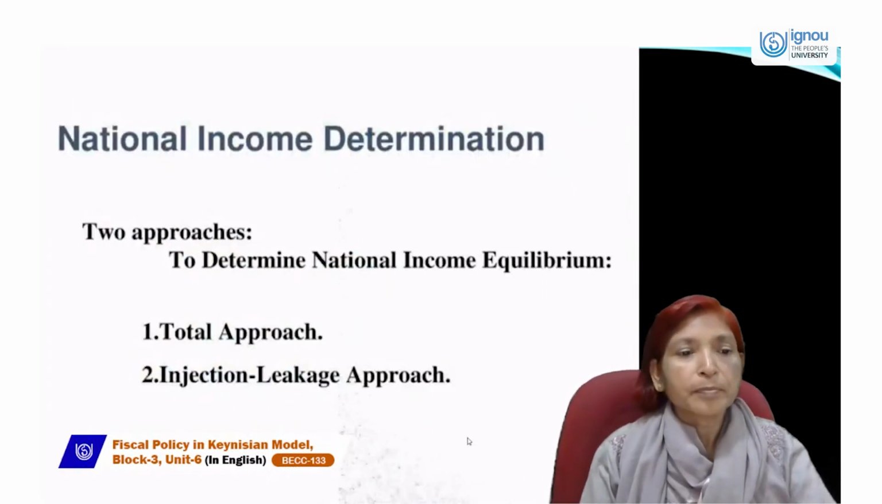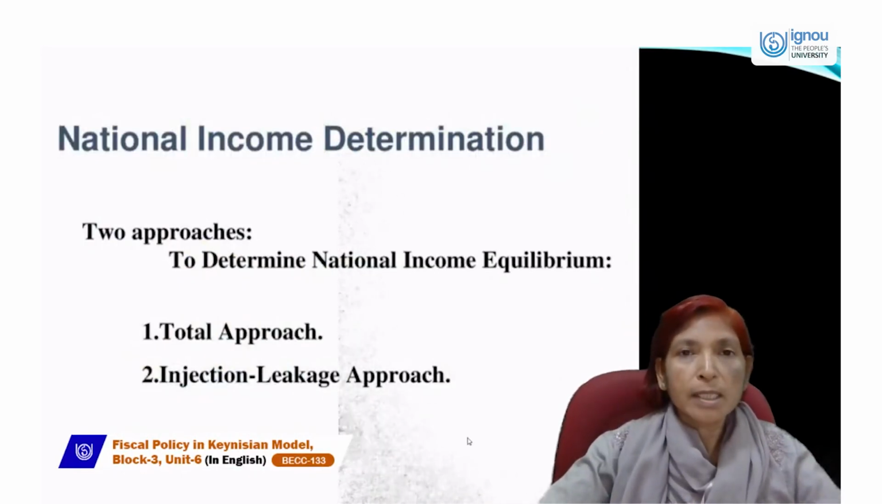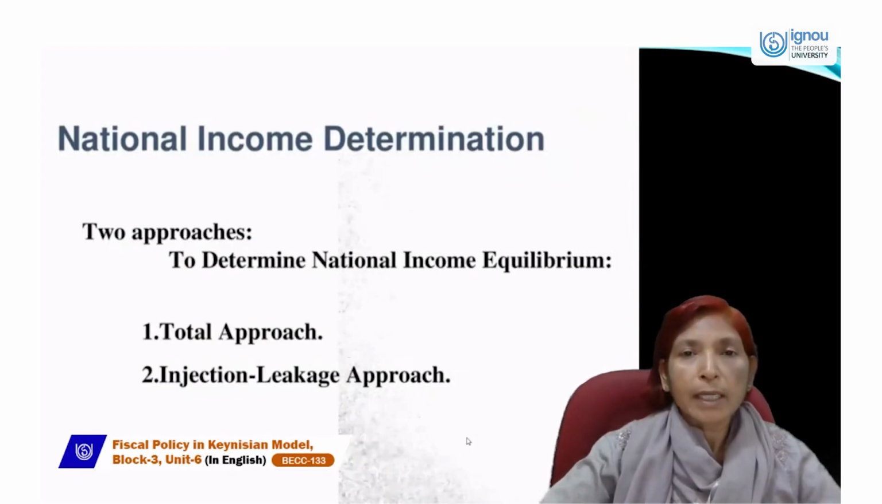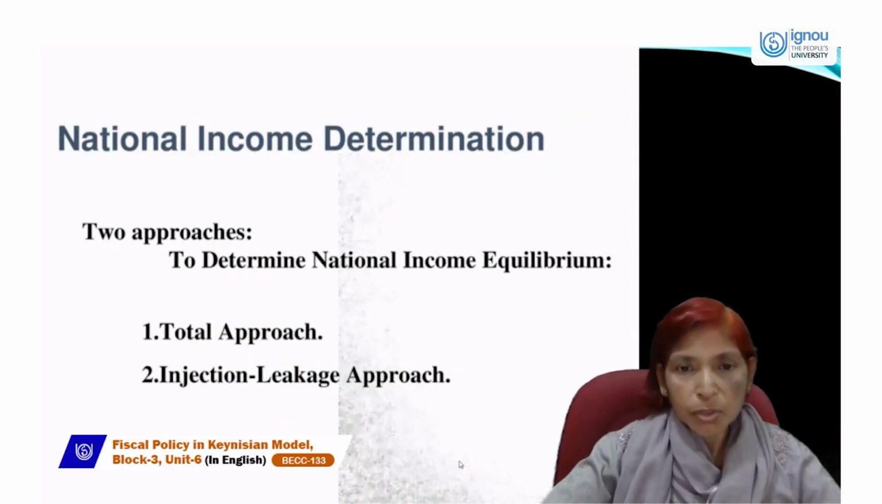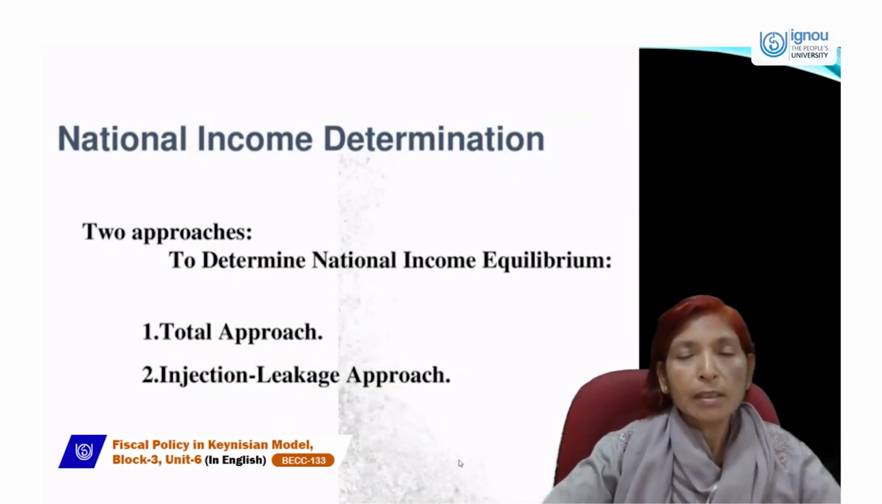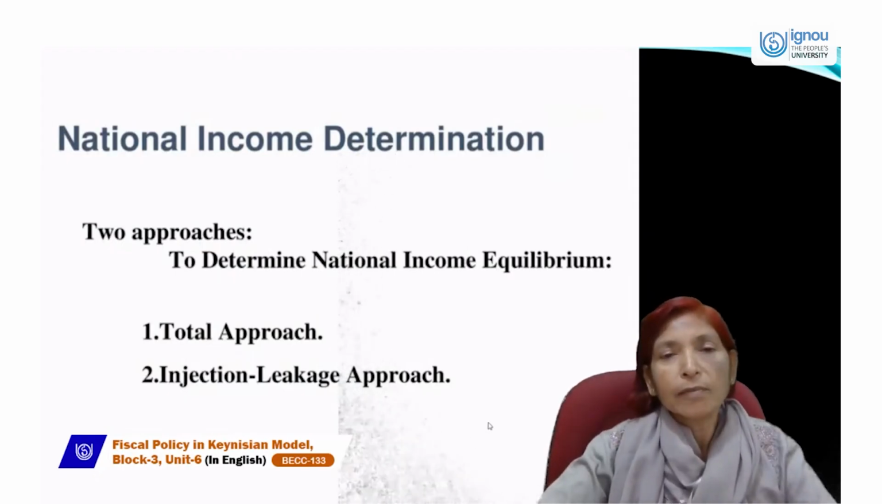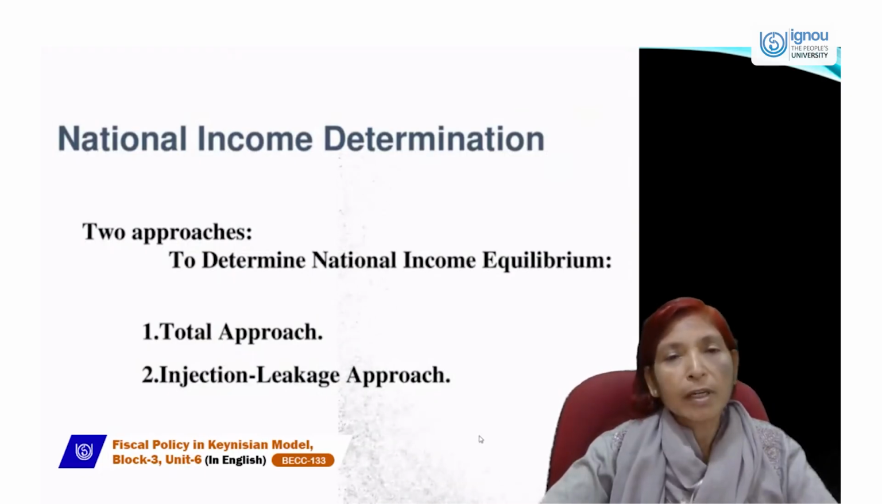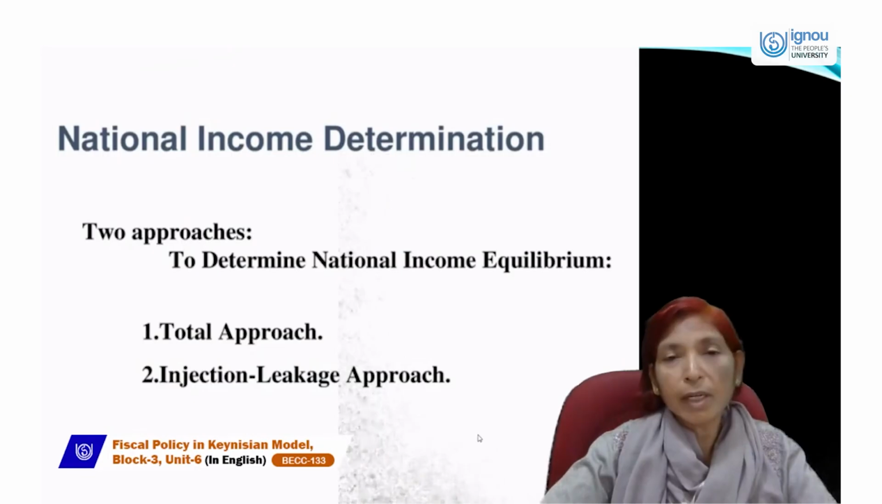Now next, national income determination has two approaches. One is the total expenditure approach or aggregate expenditure approach, and the next is the saving and investment approach, which is known as the injection leakages approach. Injections are those variables which increase the level of income, and leakages are those variables which reduce the level of income.